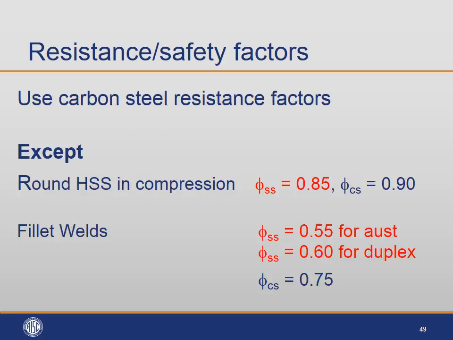And the outcome of that work was that it was okay to use the carbon steel resistance factors in almost all cases. In fact, in some cases we could have justified even higher resistance factors, but we elected to use the carbon steel factors for now, except for round hollow structural sections where a slightly lower resistance factor was needed, 0.85, and for fillet welds also a lower resistance factor is needed.